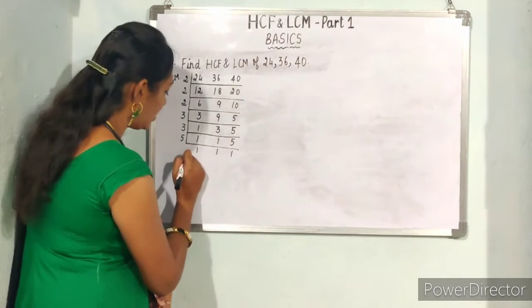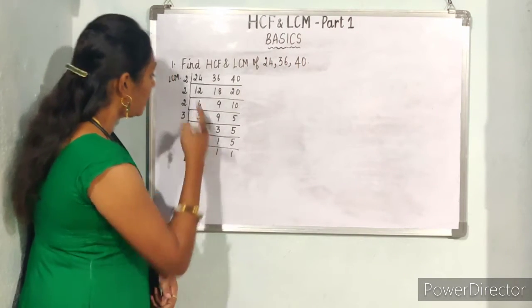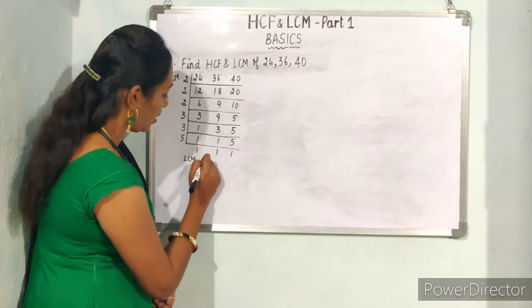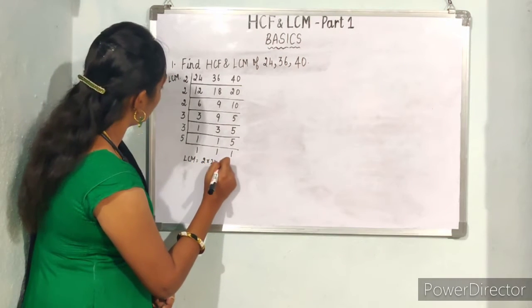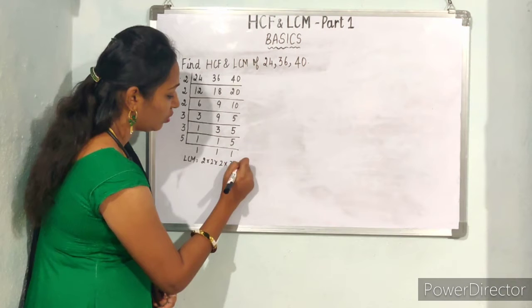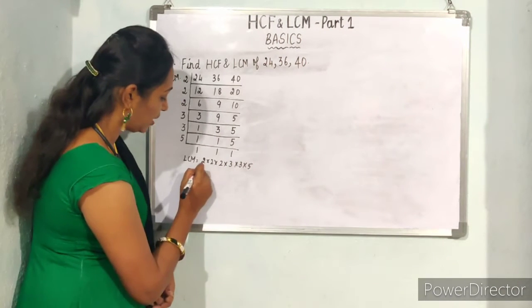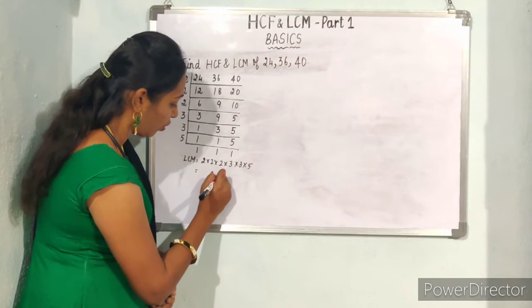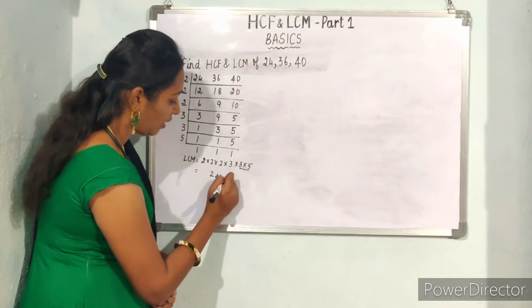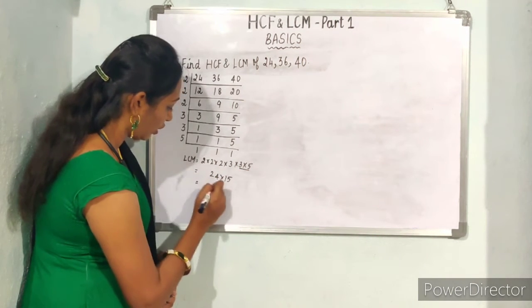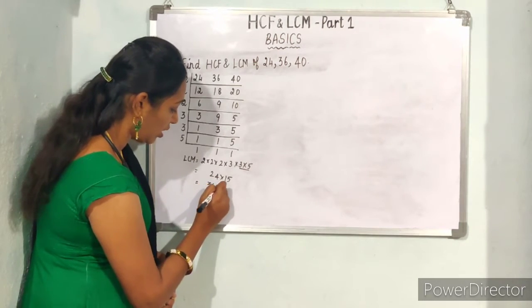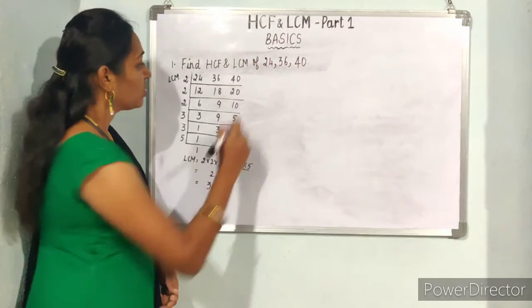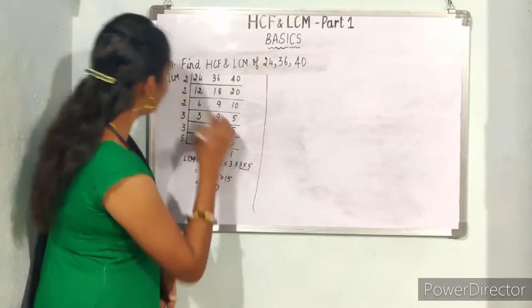So LCM is the multiplication of all these numbers. So we have 2 into 2 into 2 into 3 into 3 into 5. If you multiply, 2 2s are 4, 4 2s are 8, 8 3s are 24. So 24 into 3 5s are 15. So 24 into 15 will give you 360. So this is the LCM.